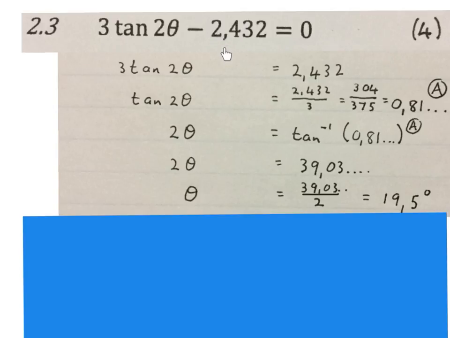So I'm first going to take this guy to the other side. It becomes a plus. Then I'm going to move the 3. Divide by 3 on both sides to get this answer. Then I'm going to go shift the tan to get the tan to the other side. Then I'm going to divide by 2 on both sides. And then I'm going to get my answer, 19,5 degrees.